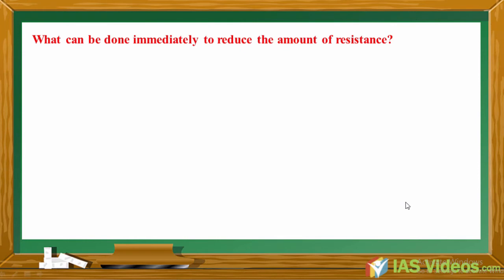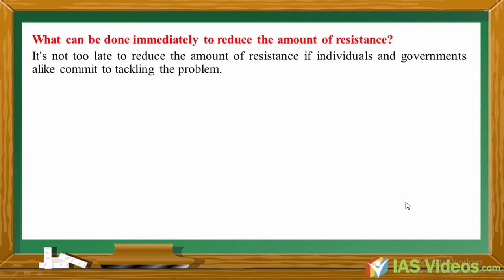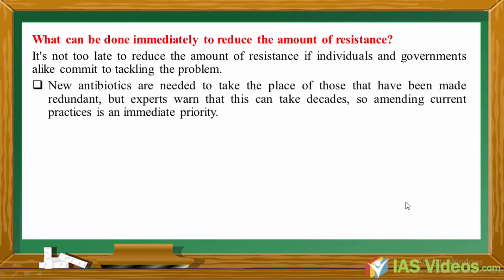What can be done immediately to reduce the amount of resistance? It's not too late to reduce the amount of resistance if individuals and governments alike commit to tackling the problem. New antibiotics are needed to take the place of those that have become redundant, but experts warn that this can take decades, so amending current practices is an immediate priority.